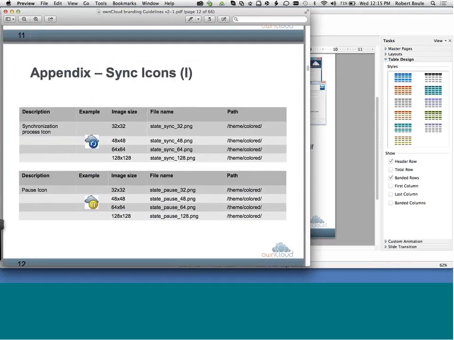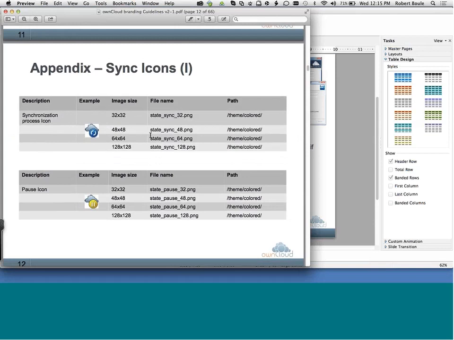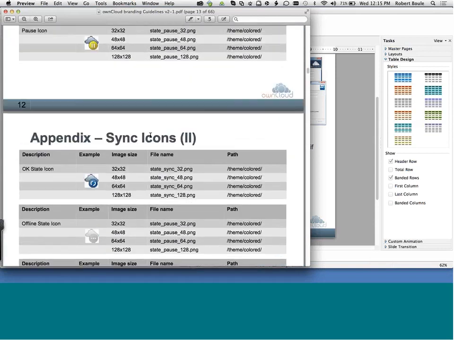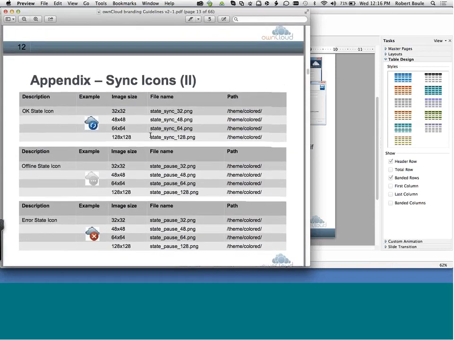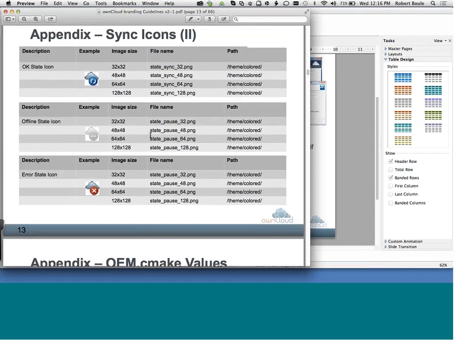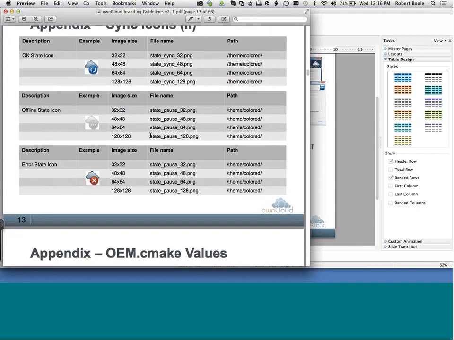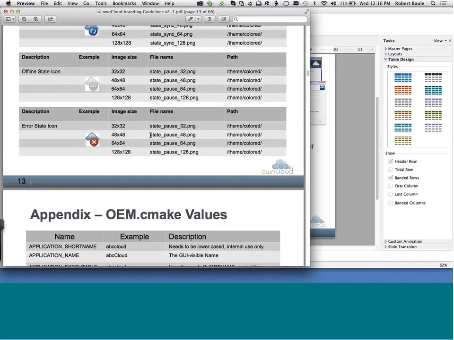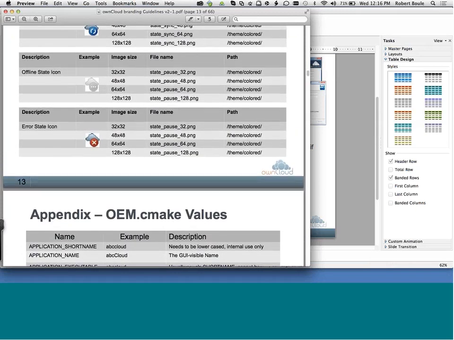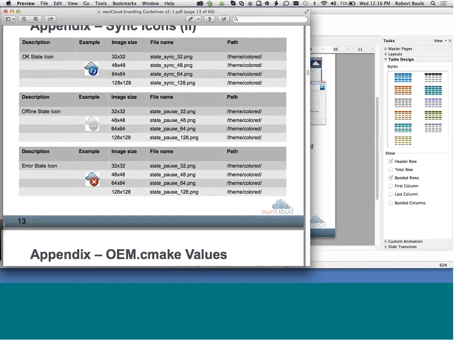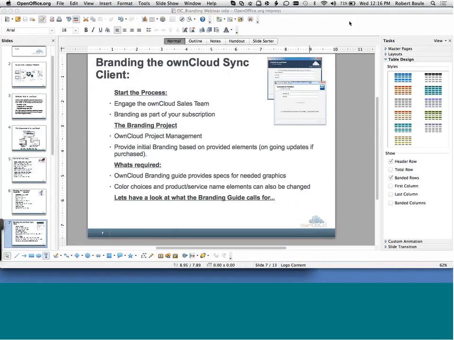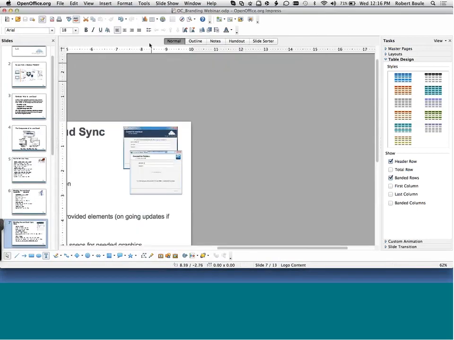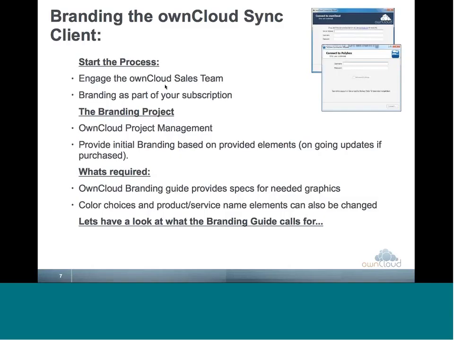Ultimately, things like the synchronization icons, the pause, these things are completely brandable, and something that you ultimately can go ahead and provide us with substitutes in, and we'll ultimately go ahead and actually swap those out. Just based on the image sizes, you just need to provide us images based on the image sizes laid out here. So again, pretty straightforward stuff in terms of being able to do that. So that's branding the synchronization client.